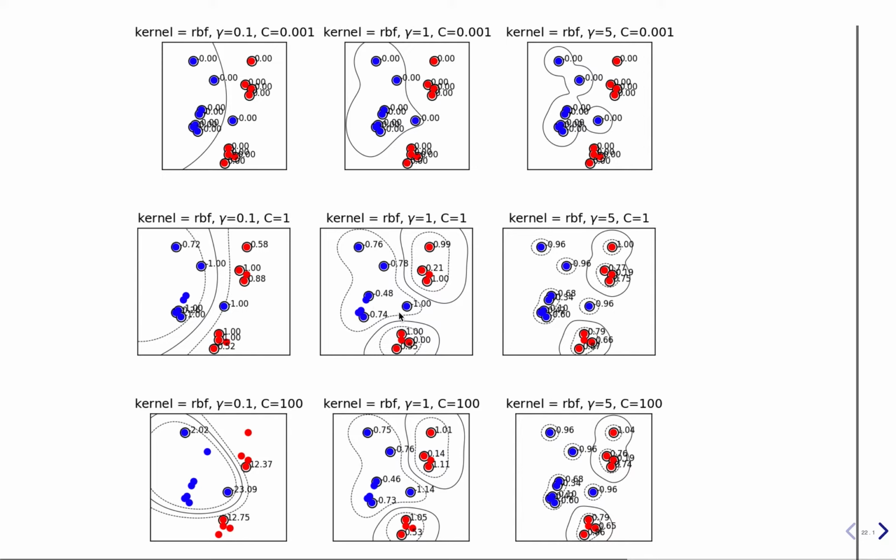If you make C larger, you can see some points are no longer support vectors, so you have fewer support vectors. And here nothing changes anymore. At some point you will saturate, right? At some point you will have no more margin violations, and increasing C doesn't change anything anymore. You can see it here and here as well. So tuning C and gamma is very important to get the optimal performance out of your support vector machine.